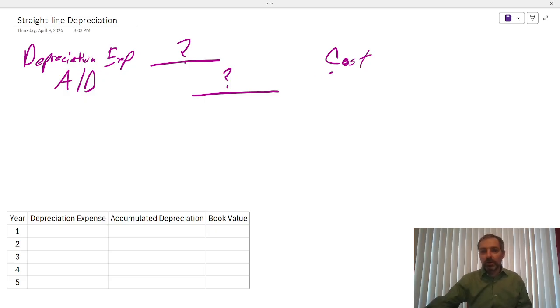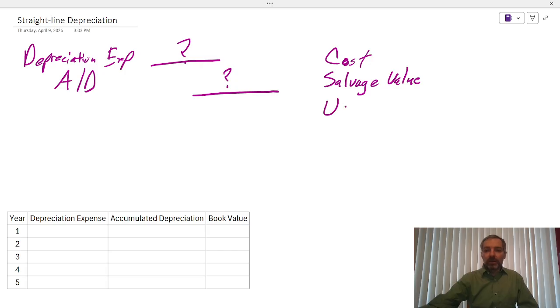We also need to know the salvage value. This is a guess. The salvage value, or the residual value, is what we think we're going to be able to get from the asset at the end of its life. When we're all done with it, what can we sell it for? Can we sell it to somebody else for a certain price? Can we get scrap value if we take it to the junkyard? Or are we just going to throw it out, and so the salvage value would be zero? We get nothing back from it. So salvage value is a guess.